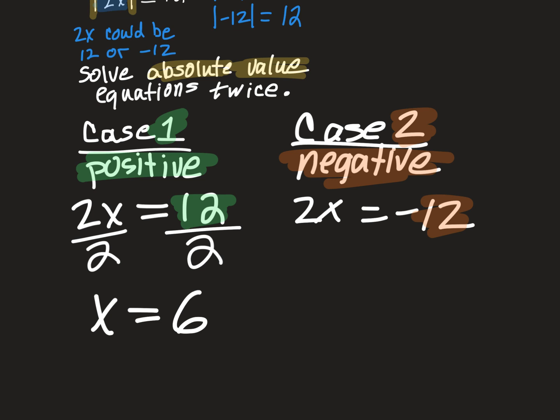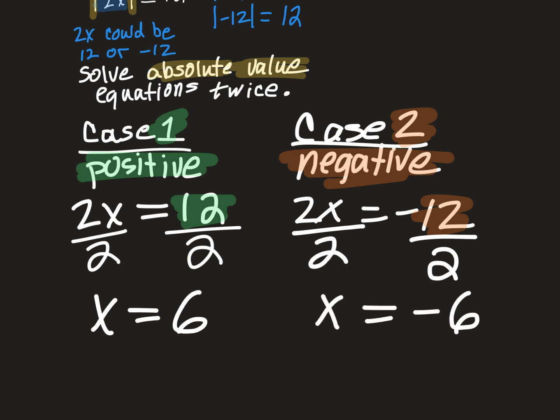Now I've got to solve my negative version. So I'm going to divide both sides by 2. X also could have been equal to negative 6. So there's actually 2 answers for every equation you're going to do today.